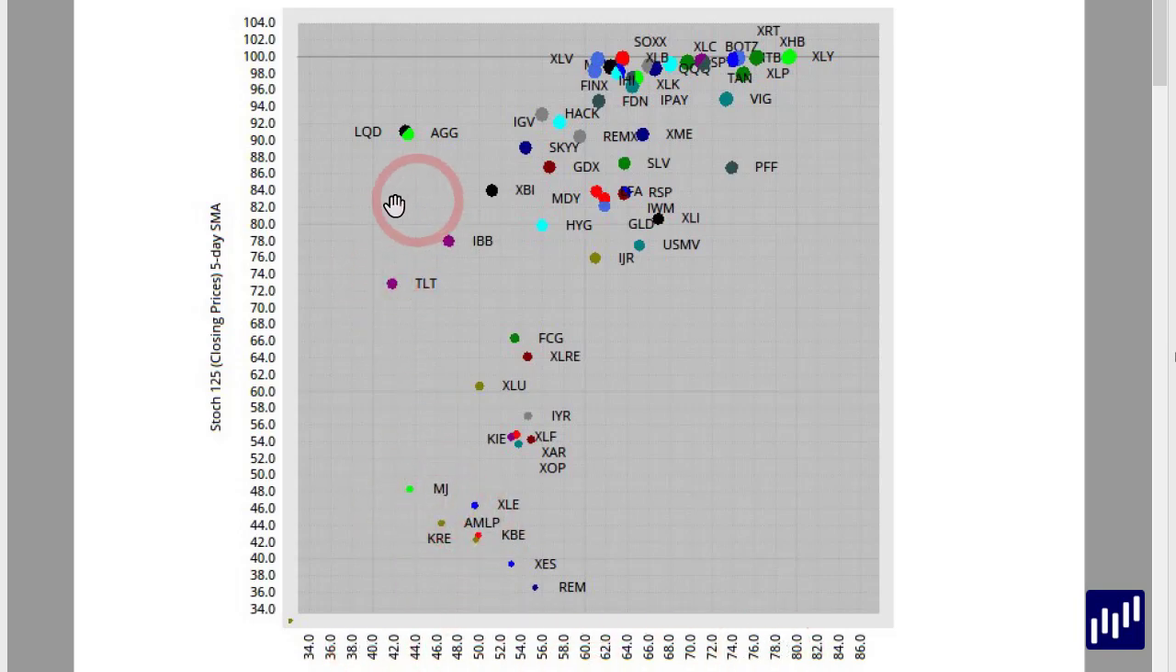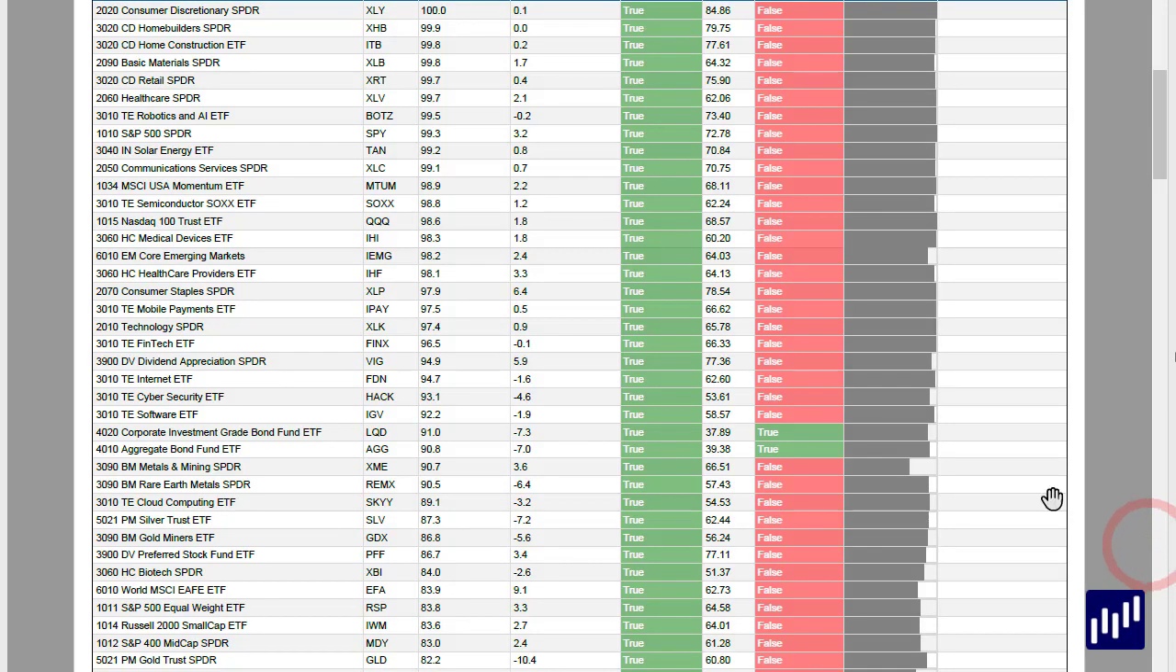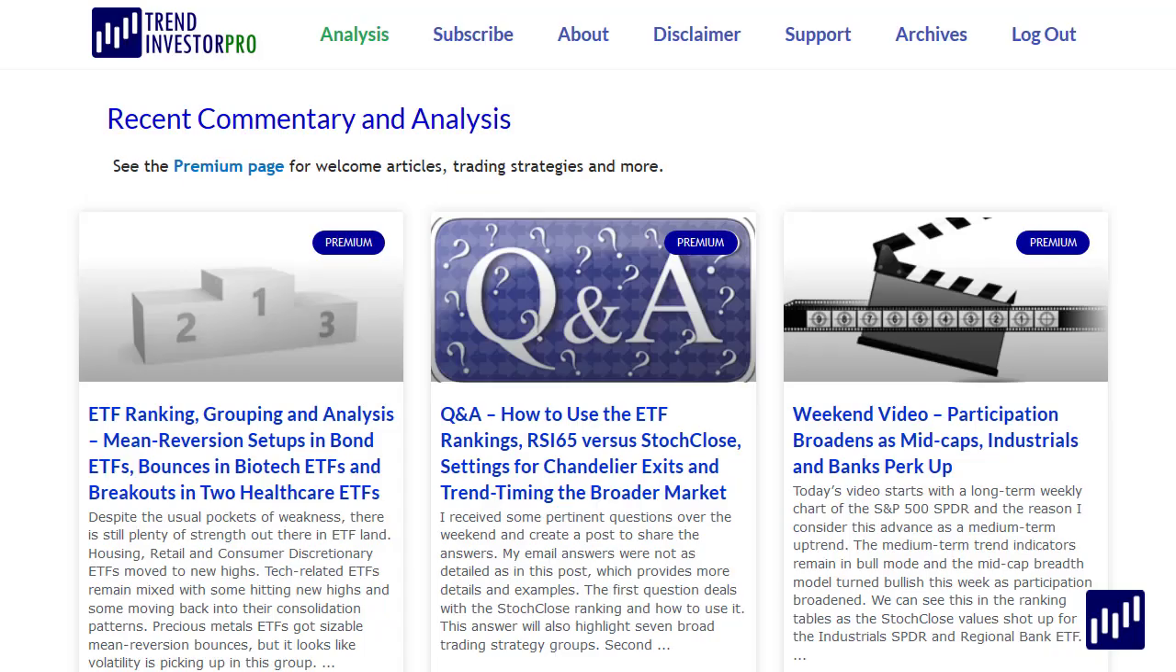And so if you're on the upper left-hand side, you're in an uptrend and a little bit oversold. And that's kind of the area of interest. And we want to avoid the ones that are in downtrends. And then I have a ranking table where I rank my 60 core ETFs according to the Stoke close. And then I show if RSI is oversold. So that's just part of the report.